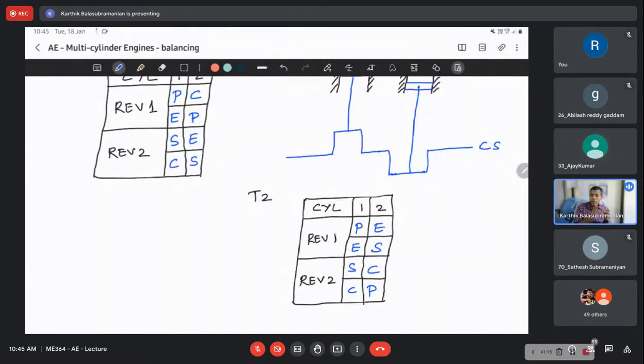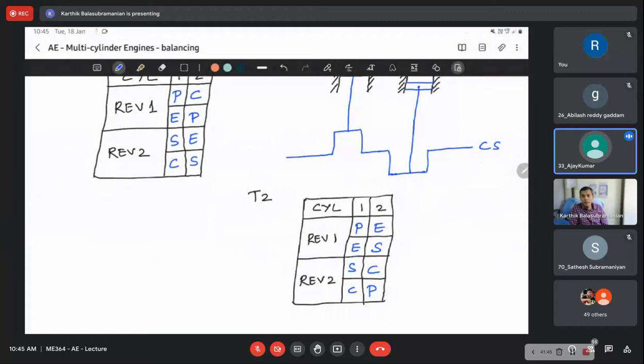Correct? I can time the valve, camshaft, valve, and the ignition. Everything I can time appropriately so that cylinder 1 and cylinder 2 are in this sequence, either as per table 1 or as per table 2. While designing my engine, I can appropriately design it so that these different combinations I can get. Correct or not?